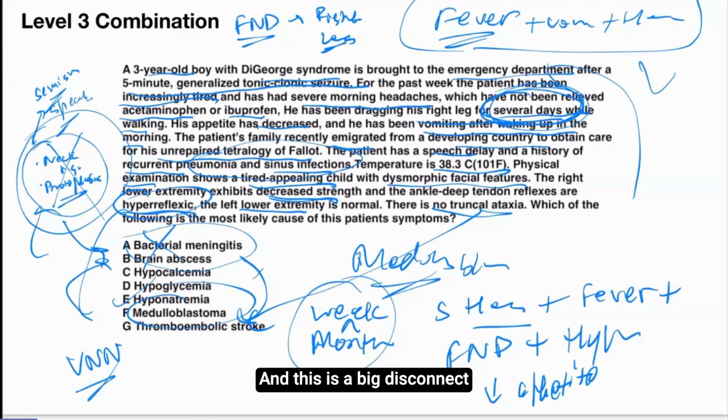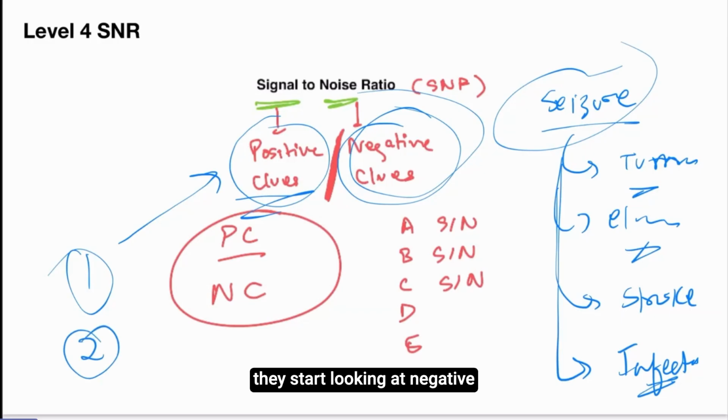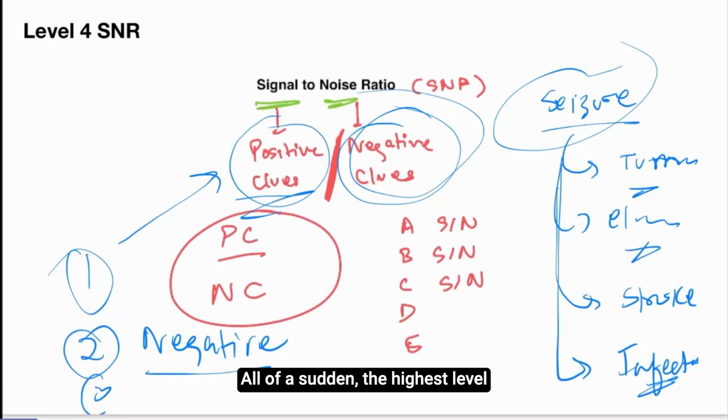And this is a big disconnect people face, is that they weigh either too heavily, like initially. So initially everyone, when they're starting with the USMLE journey, will start with too much positive clue weight. They're looking at too much of signals. That's it. Ignoring the noise, ignoring the negative clues. When they become intermediate, they start looking at negative clues, but they'll start ignoring the positive clues all of a sudden. The highest level is looking at them together, which we call a signal to noise ratio. Signals are positive clues, noise is negative clues.